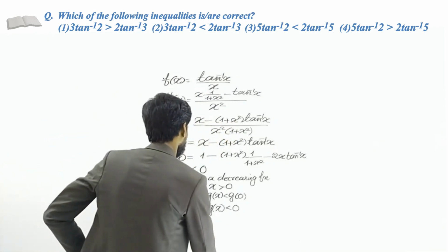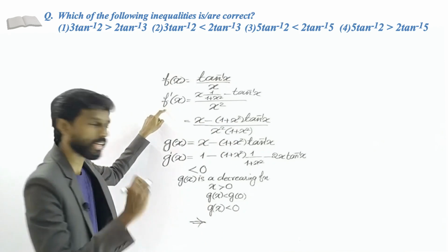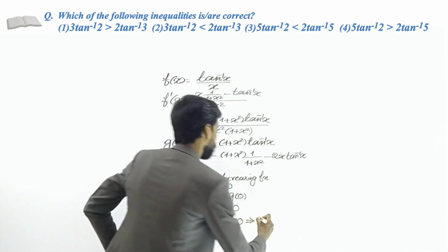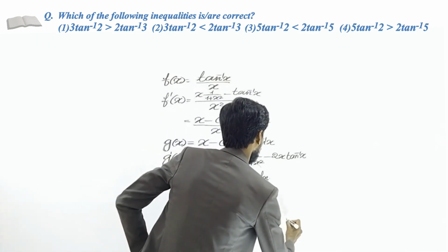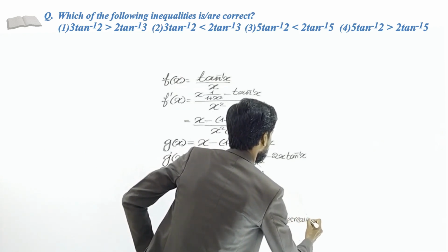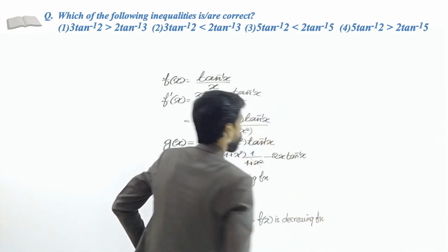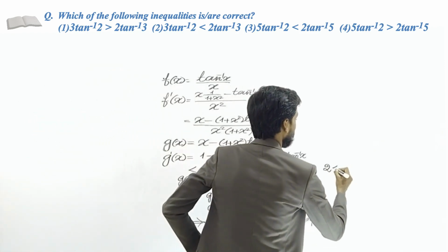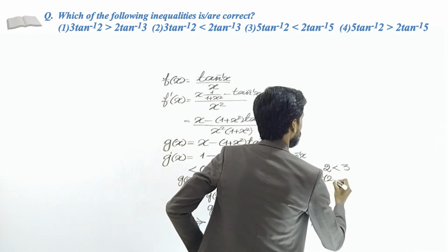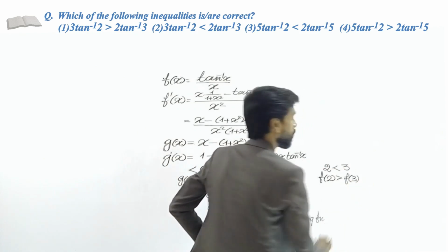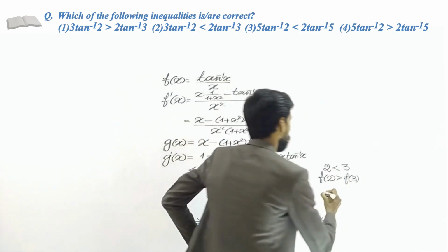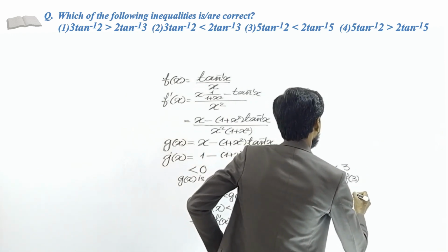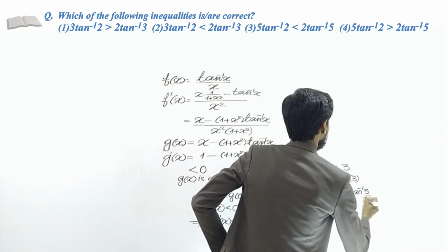So that implies f dash of x is also negative, which implies f of x is a decreasing function. You understand? When f of x is a decreasing function, the inequality reverses again. We know that 2 is less than 3. When 2 is less than 3, f of 2 must be greater than f of 3, because it is a decreasing function and the inequality reverses. f of 2 is tan inverse of 2 divided by 2, which is greater than tan inverse of 3 divided by 3.